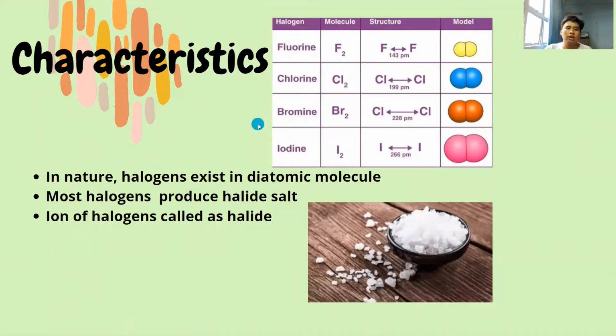Next is the characteristics. In nature, halogens exist in diatomic molecules, which means by pairs, so we can write it as F2, Cl2, Br2, and I2. Most halogens produce halide salts. What is halide? Halide is the name of the ion of halogens. There are some salts that come from the halogens, for example, sodium chloride, barium fluoride, sodium bromide, and so on.